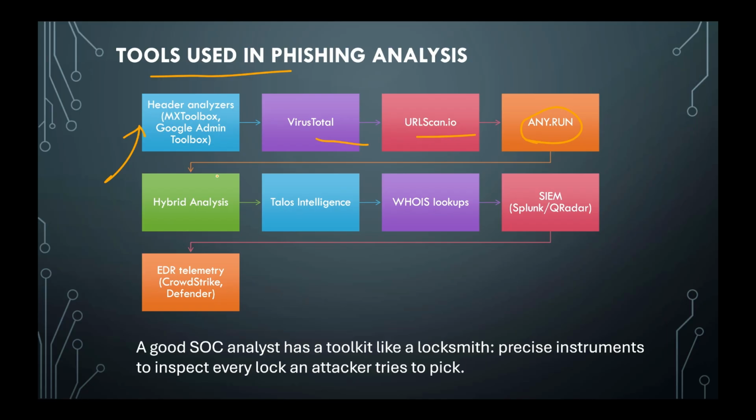Then also we have Hybrid Analysis. This is another sandbox service where you upload files to see if they drop payloads, make network calls, or try anything sneaky. Talos Intelligence: Cisco's threat intel helps you quickly check if a domain or IP is known for phishing or malware. And then WHOIS lookup. Find out who owns a domain and when it was created. A new domain plus a Gmail sender is a big red flag.